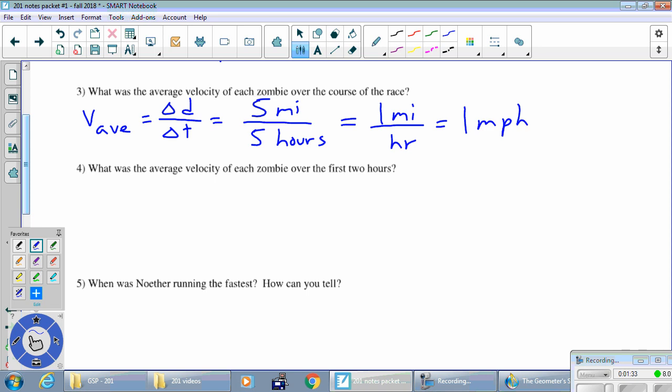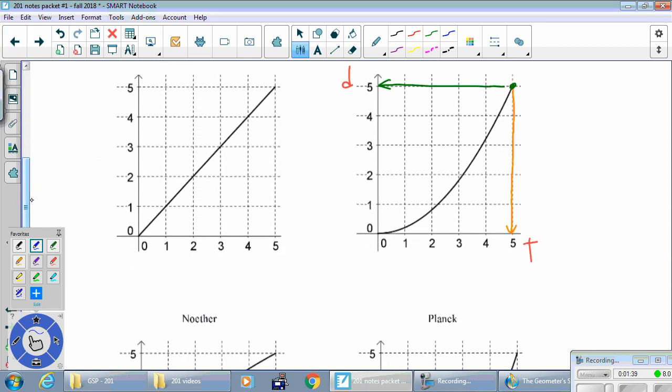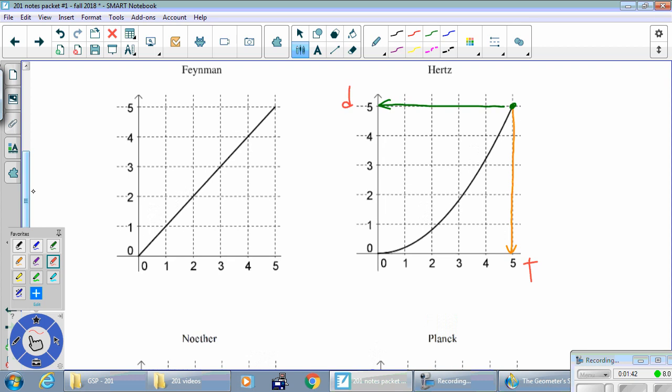What was the average velocity of each zombie over the first 2 hours? Okay, so here we finally got some variation. So in the first 2 hours, let's look at this first top left graph, Feynman. So 2 hours in, that's this spot right here. So we're going to go up to the graph and get to this spot. So we've got 2 hours in, and it went 2 miles in 2 hours. And so the average velocity there, this person went 2 miles in 2 hours. And so 1 mile per hour. That makes sense actually, because Feynman's distance graph is just a line. So his velocity was constantly 1 mile per hour the whole time.